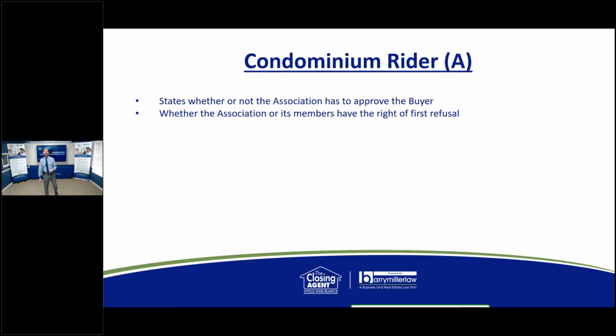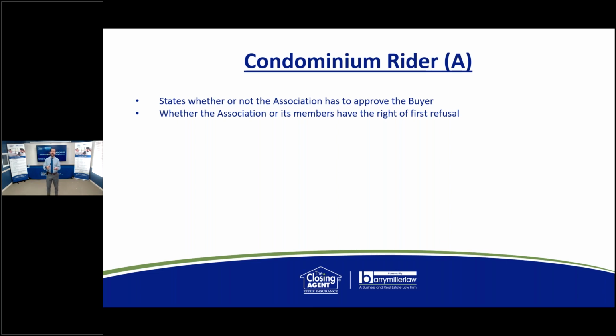So let's get right into it. First is the condominium rider is A, and of course B is the HOA. They're very similar. Now, one thing you need to be very careful of is to make sure you have the right information on there. So what I always recommend, if you're a listing agent and you're using condo or HOA, fill it out, post it to the MLS so that the buyer's agent has that all ready to go and just has to plug in the buyer's name.